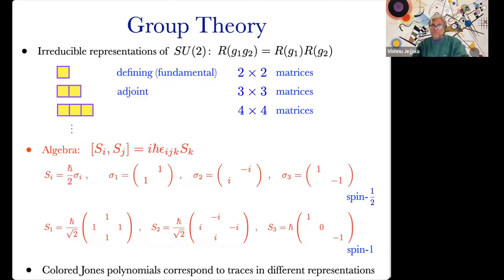So in defining the Wilson loop operator in Chern-Simons theory, you have to choose a representation of SU2, and that choice of representation corresponds to what's called color. The colored Jones polynomial corresponds to traces in different representations. The simplest Jones polynomial is the fundamental representation Jones polynomial. That's the one that Jones defined in terms of von Neumann algebras and can be computed combinatorially using the knot diagram.